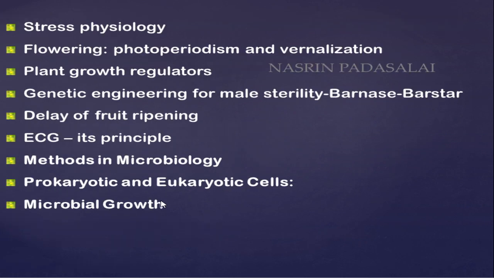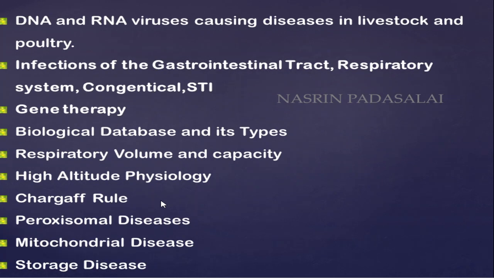Next you need to know about the DNA and RNA viruses causing disease in livestock and poultry. Next, the infections in gastrointestinal tract, respiratory tract, congenital diseases, and sexually transmitted diseases. Next, you need to know about gene therapy and biological database. In bioinformatics, you need to know about biological databases and their types, and you need to study about respiratory system, like respiratory volume and respiratory capacity, like tidal volume, like that. Next, you need to give a special focus on high altitude physiology. What happens in high altitude?